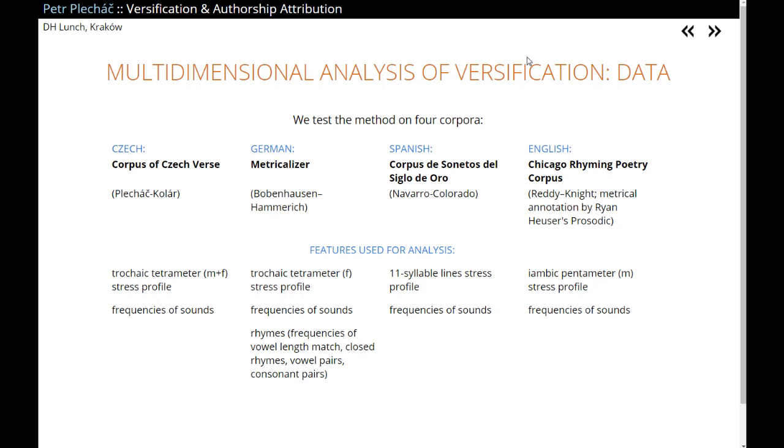This is isosyllabic verse. Of course, with truncated parameters in Czech, we were dealing with both masculine, which means 7 syllable, and feminine, which means 8 syllable. So of course, we had to treat them separately. So we got 15 values, 7 and 8. And the frequencies of sounds is simply the frequencies of particular sounds.